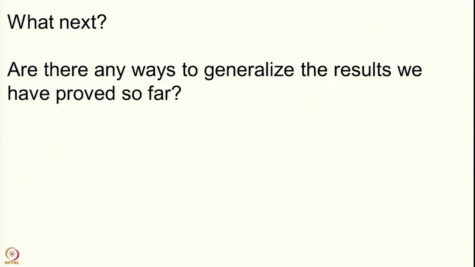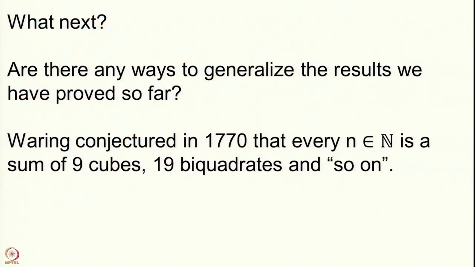So, one can ask, are there any ways to generalize the results that we have proved so far, especially Lagrange's theorem? Is there a way to generalize Lagrange's theorem to some other concept? So, Waring conjectured in 1770, immediately as Lagrange proved the result, Waring said that, wow, this is good. If you require 4 squares to write every number, it should be possible to write every number using only 9 cubes, 19 biquadrates. Biquadrates means fourth powers, and so on. So, Waring said that every positive integer is a sum of at most 9 cubes.